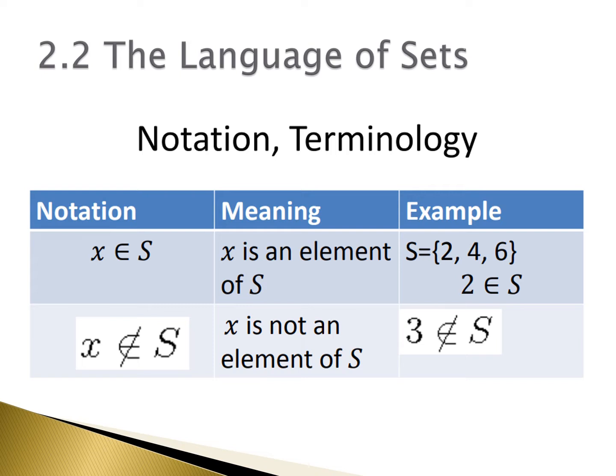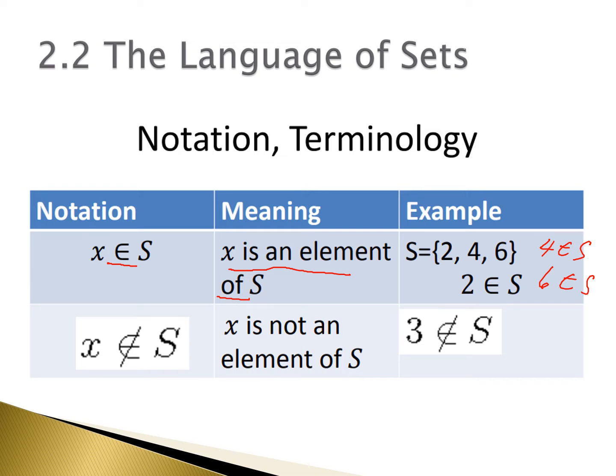The first one is the symbol for element. So x is an element of S. That is how we read it, no? And then we have an example here. S is equal to {2, 4, 6}, and then 2 is an element of S. We can also say that 4 is an element of S, or 6 is an element of S.